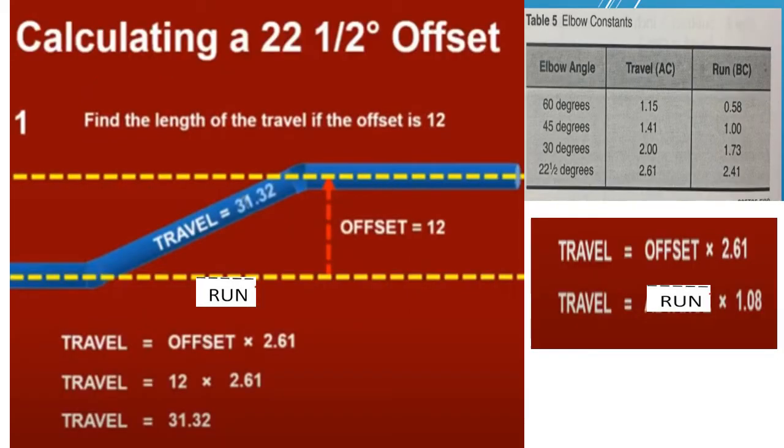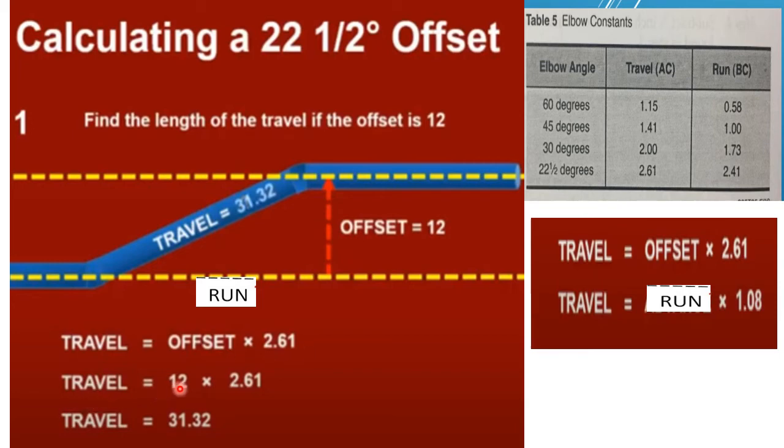Let's try to solve this question. In this question, it says find the length of travel if the offset is 12. Offset is given as 12. Now the formula: we have the travel formula, travel equal to offset into 2.61, and travel equal to run into 1.08. This is the formula for calculating travel. Now travel equal to offset into 2.61.